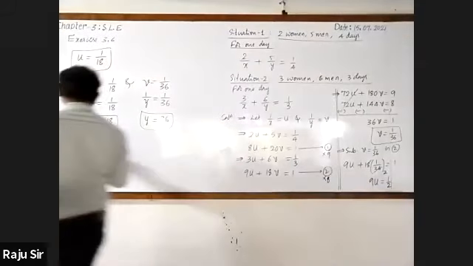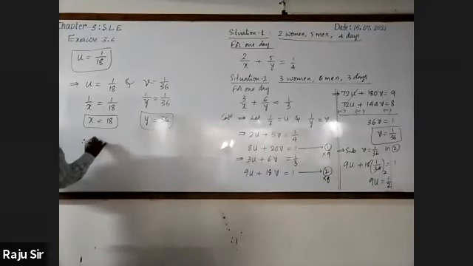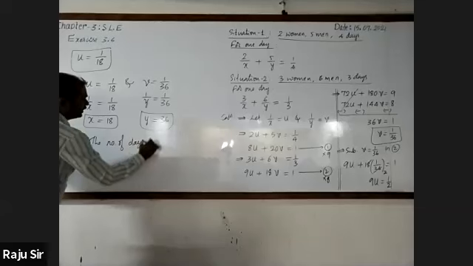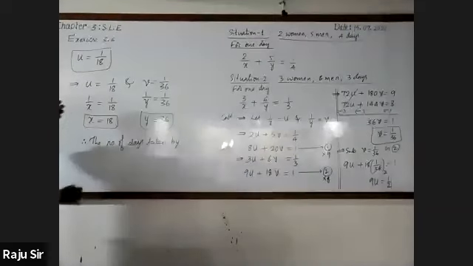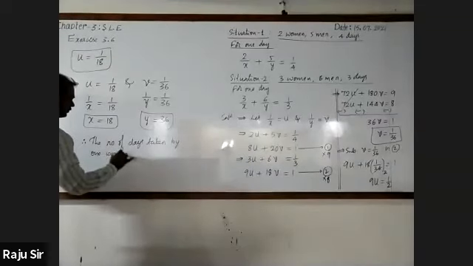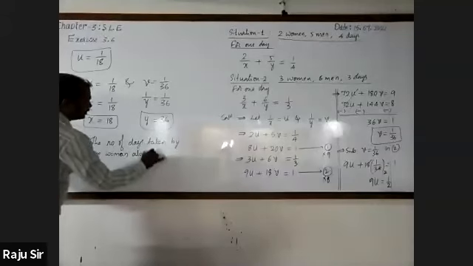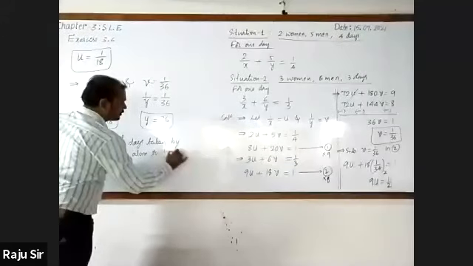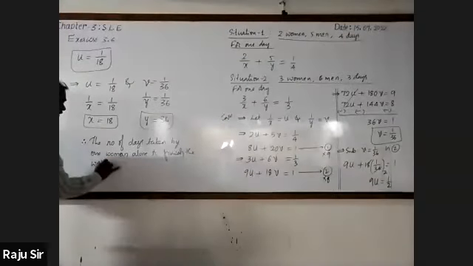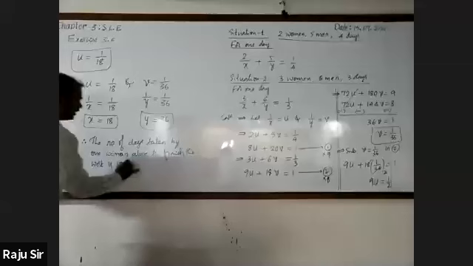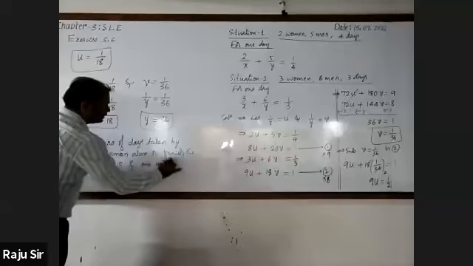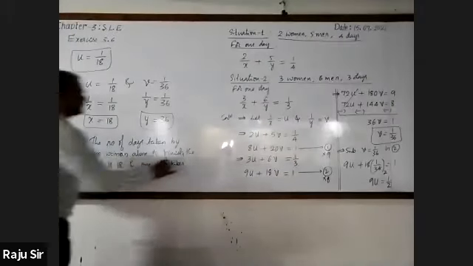So write the conclusion. Therefore, the number of days taken by one woman alone to finish the work is 18, and that of one man takes 36 days.